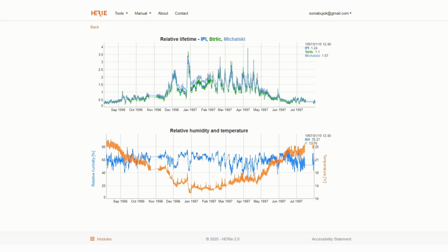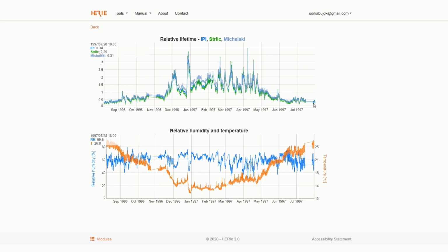These graphs show that in the colder months, when the temperature decreases below 20 degrees Celsius, the relative lifetime reaches values close to 4. Contrary to that, an increase in temperature up to 27 degrees Celsius during summer results in a decrease of relative lifetime below 1.